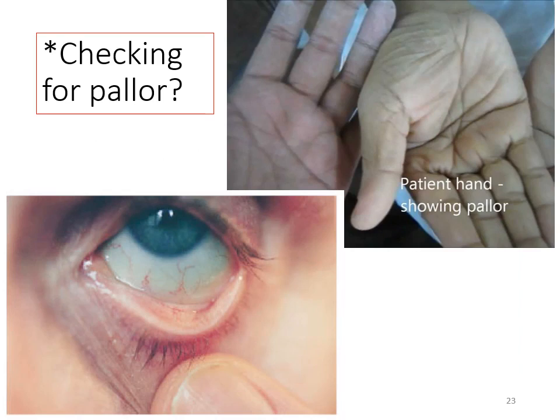So just a clinical application. In one of the cases in the concept checkpoint, pallor was mentioned. So this is how we check for pallor or paleness clinically. You can compare the patient's hand with your hand. If the patient's hand is too pale, that might be a sign of pallor.